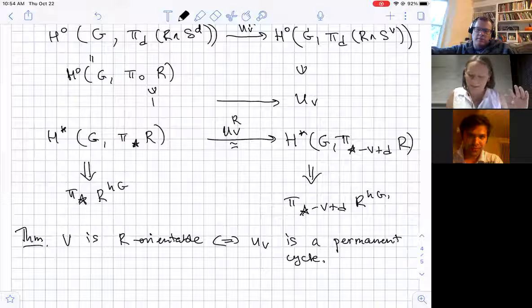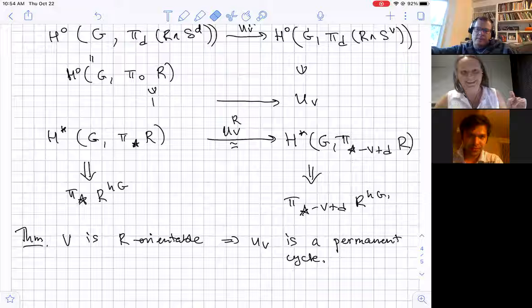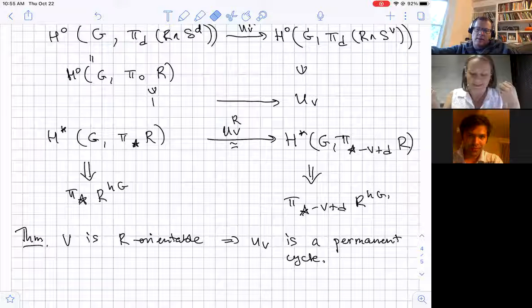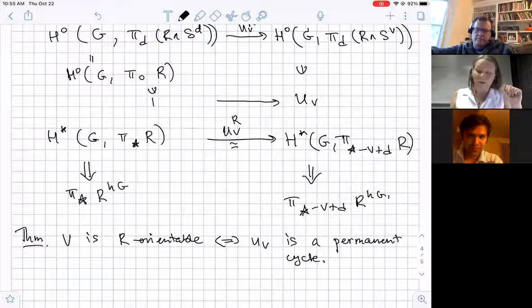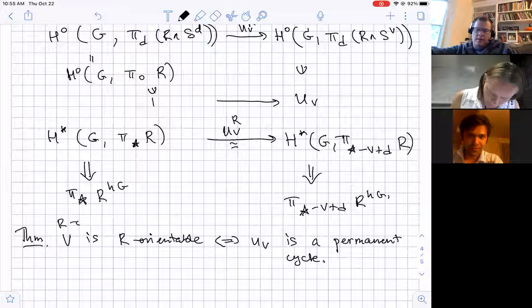It's easy to see it in this direction, because if one is a permanent cycle and you have an isomorphism of spectral sequences, and one goes to UV, then UV is also a permanent cycle. It's a little bit harder to see it in the other direction, but also not very difficult. Oh, and maybe I should mention that this is only true if R is cofree. And also V, this will be important in a minute, V has to be classically orientable.